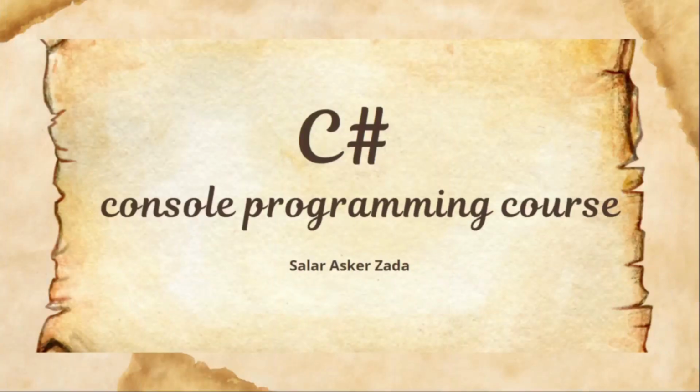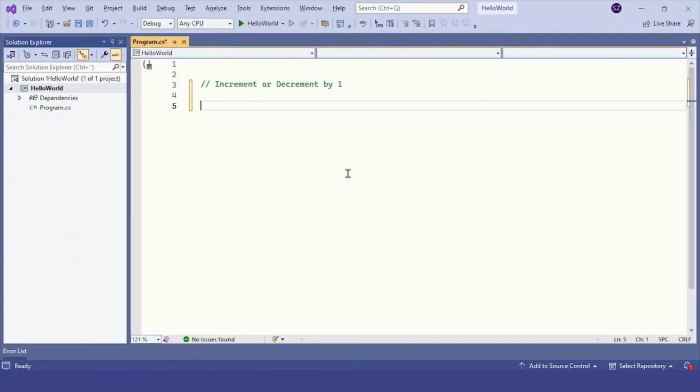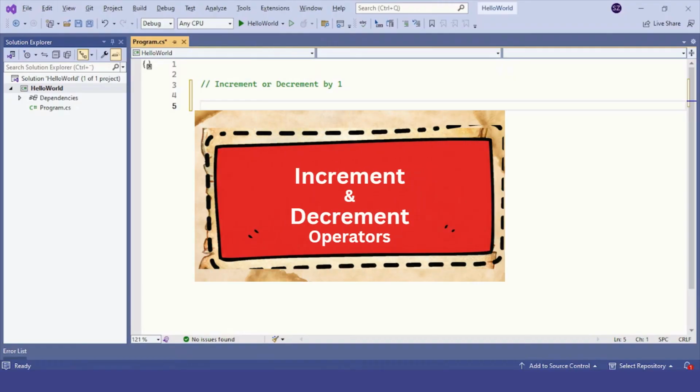You guys are learning C Sharp in this course. We are learning operators in programming. In the last lecture, we talked about arithmetic assignment operators. Let's move on. In this lecture, we will learn another set of operators which is called increment or decrement by 1. Increment or decrement by 1 are actually counters, increment counter or decrement counter. They are used to increase or decrease the value in a variable by 1, exactly by 1.